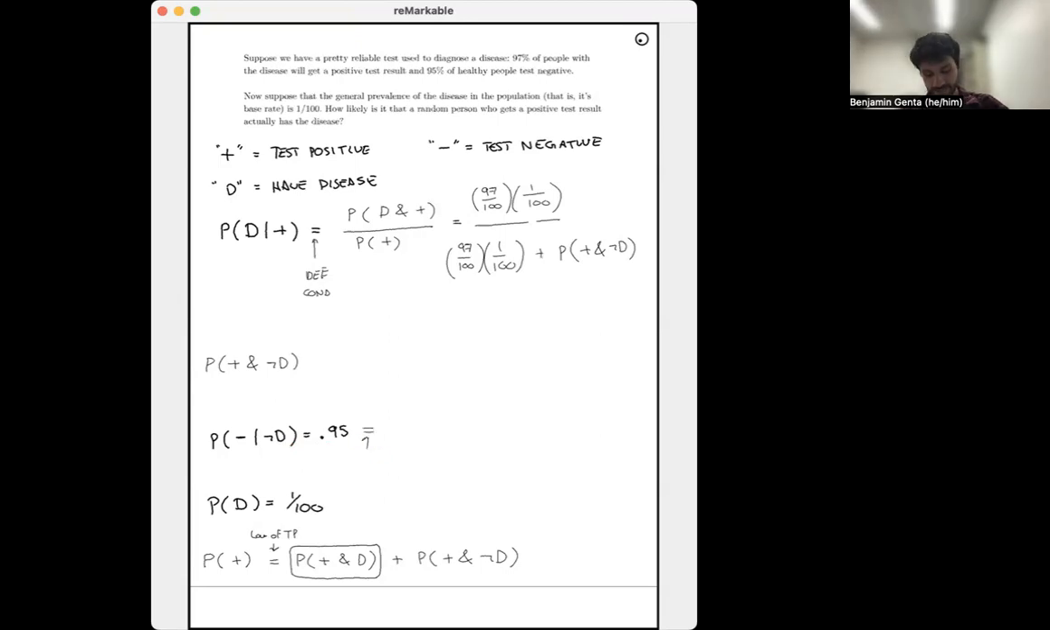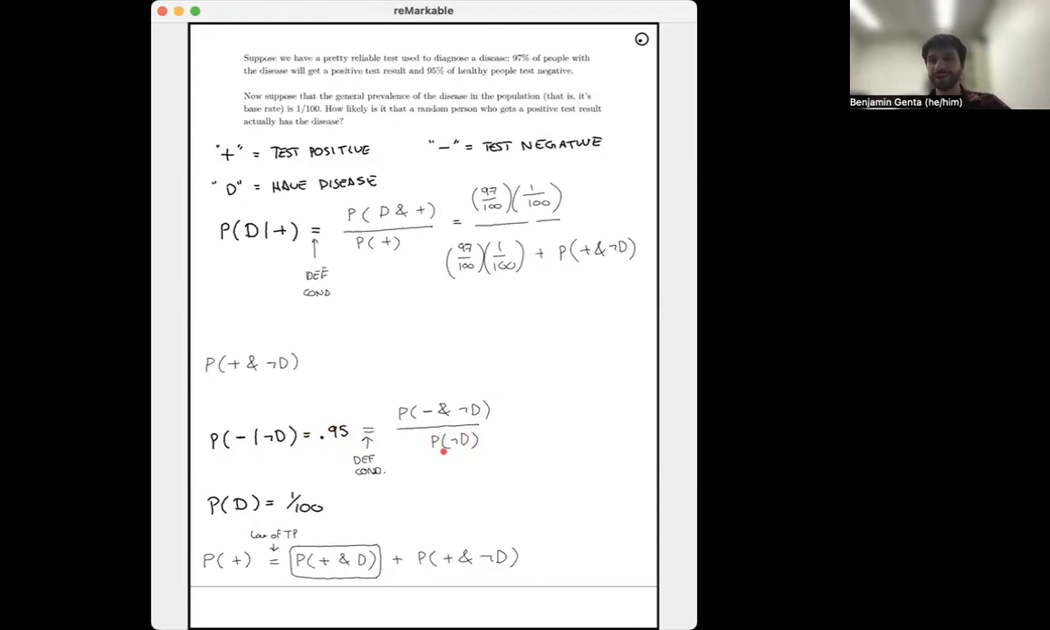Well, let's expand it again by the definition of conditional probability. So what do you get? You get that the probability of testing negative and not having the disease over the probability of not having the disease is equal to 0.95. Okay, so now what do we do? Well, note that we just multiply both sides by the probability of not having the disease. And what is the probability of not having the disease?